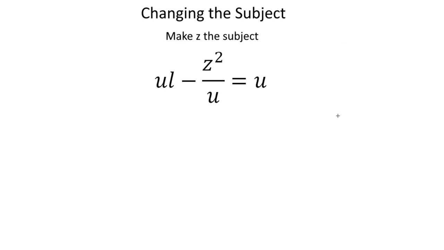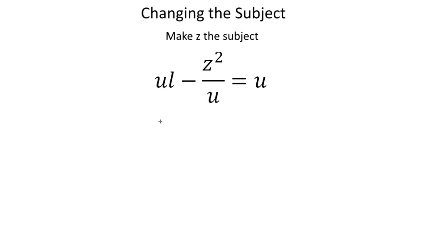Okay, next one. Now this is a bit more tricky. The problem now is we have to try and make z the subject. In this situation we can move some things over here. We have to rearrange some stuff to get z on its own. So this is a bit more complicated. What we can do first is get the positive side to the other end.